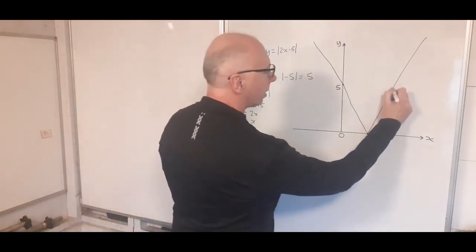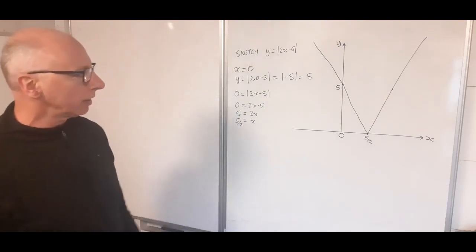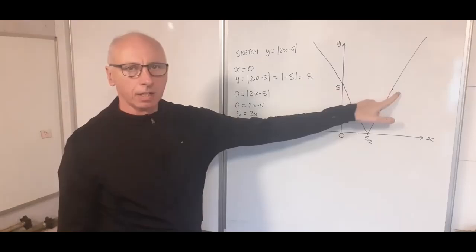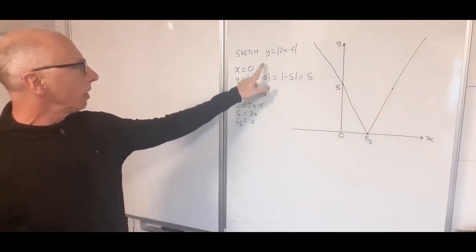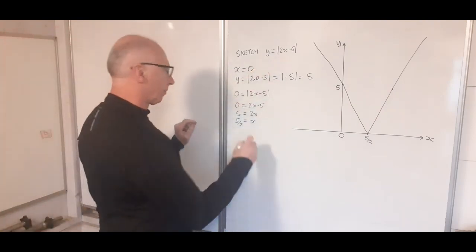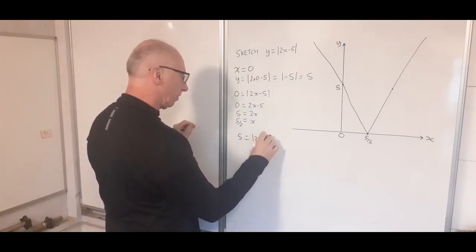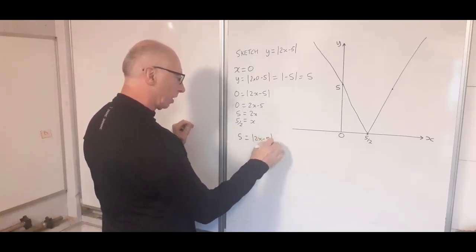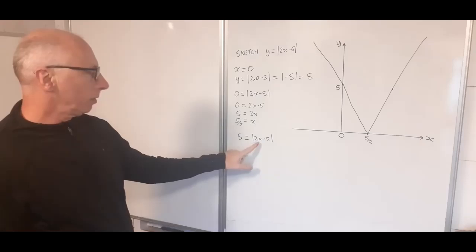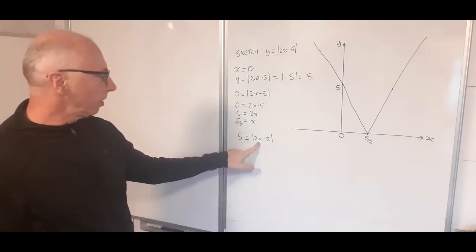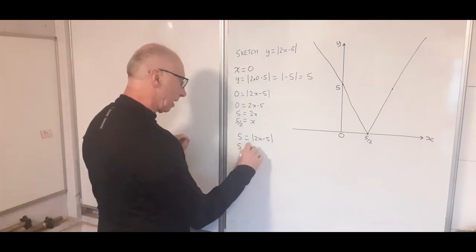And if we went to this point here, what would be the value of that if it's parallel to that? So our other value would be 5. Well, let's try putting it in here. So we've got 5 equals the modulus of 2x minus 5. So let's solve that. So we need a positive value here. So 2x minus 5 equals 5. So let's keep that positive.